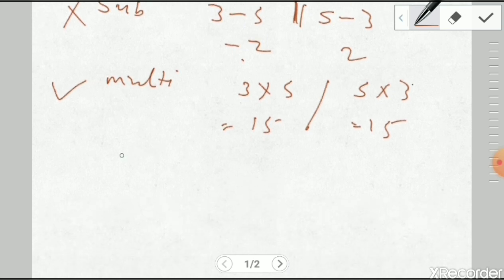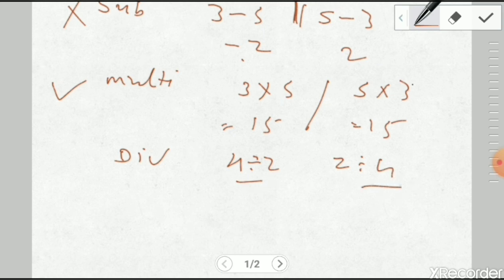This same property can be checked for division. If I write 4 divided by 2 and 2 divided by 4, both have different answers. So division is not commutative.